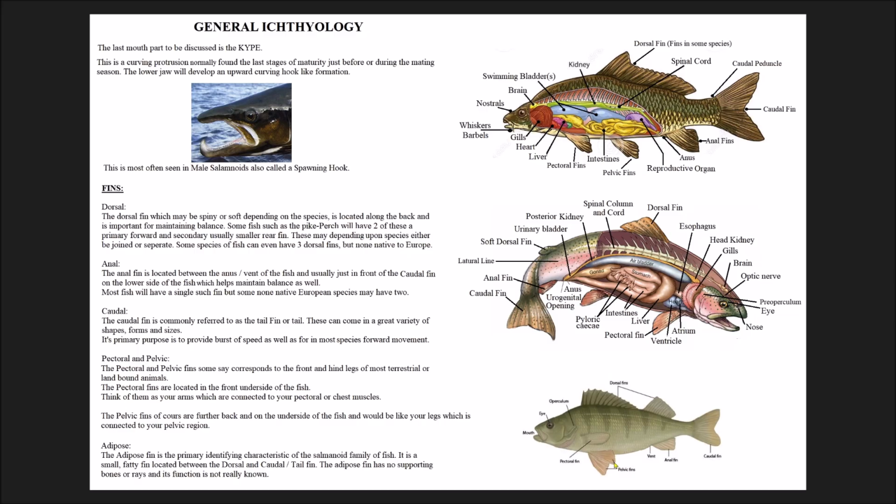They'll be further back from the pectoral fins. The adipose fin is the primary identifying characteristic of the salmonoid family of fish. That's this one right here. It is a small fatty fin located between the dorsal and caudal tail fin. The adipose fin has no supporting bones or rays, and its function is not really known.